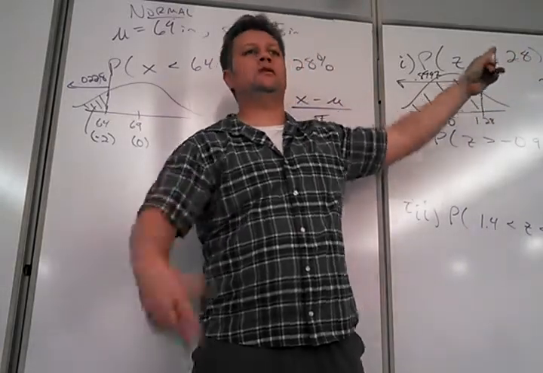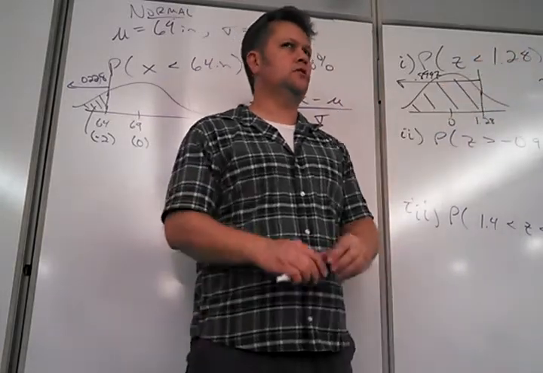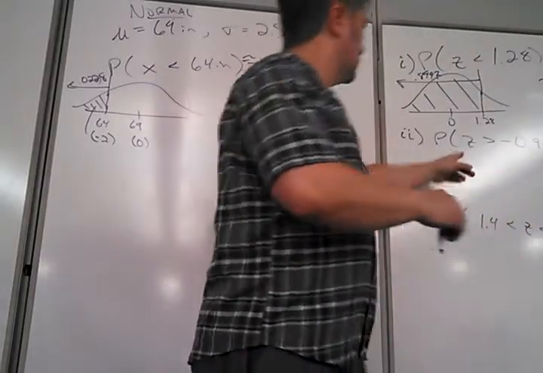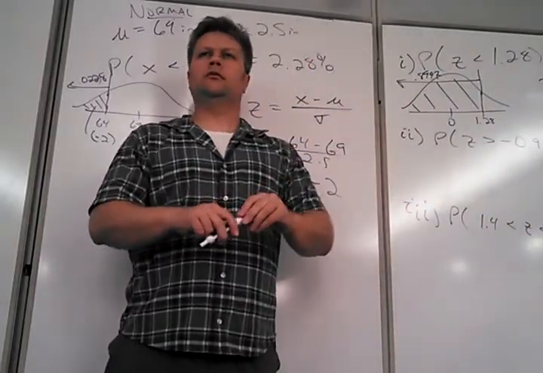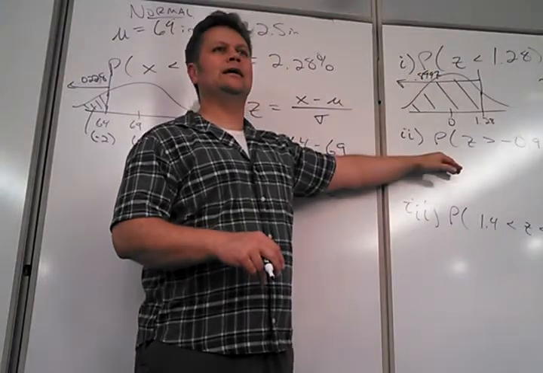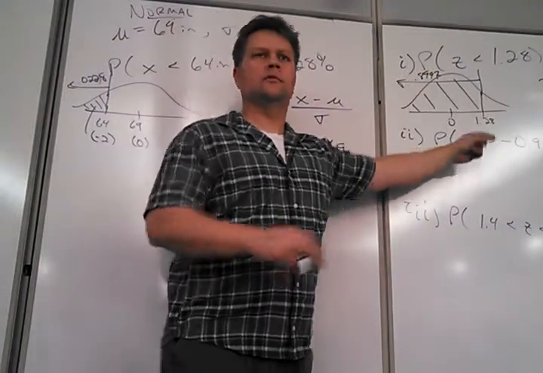All right, so the only real difference in idea with number 2 is that it's greater. So right in the middle is 0. So negative 0.91, it's down there. What area do I want? Greater than negative 0.91.